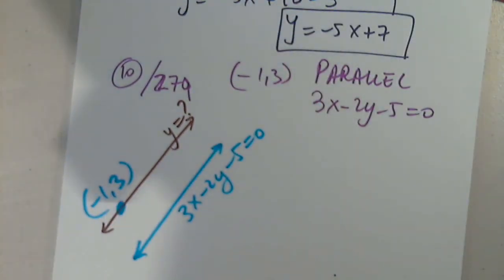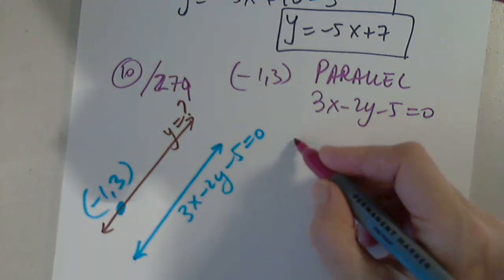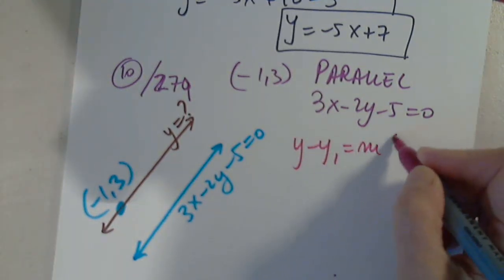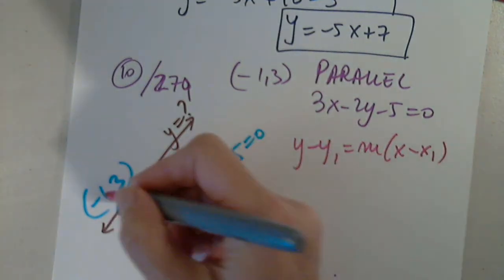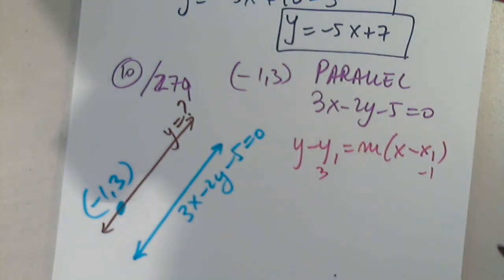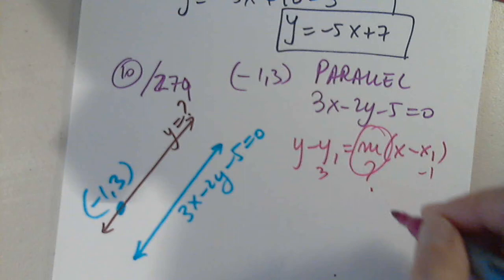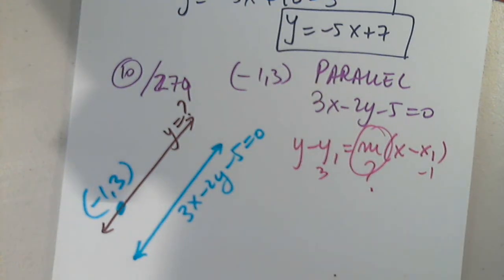This is not the y-intercept, so I will immediately write y minus y1 equals the slope times x minus x1, where I have -1 and 3. And again, I have the same problem. I don't have the slope. So how do I proceed? What do I need to do in order to determine the slope of this line?